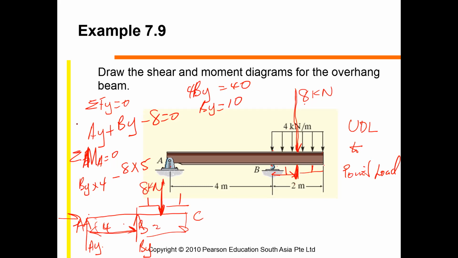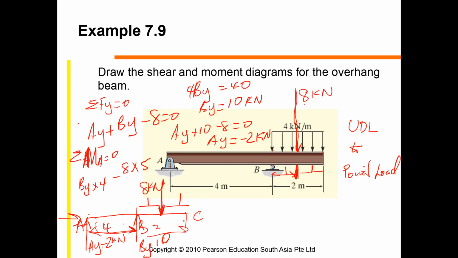So from this expression here, I could say that AY plus 10 minus 8 equals 0. So AY is going to be equal to minus 2. What was that? Kilonewton? Oh, that's a Newton. Oh, no, kilonewton. So this is minus 2 kilonewton, and this is 10. All right. So you simply have it there.